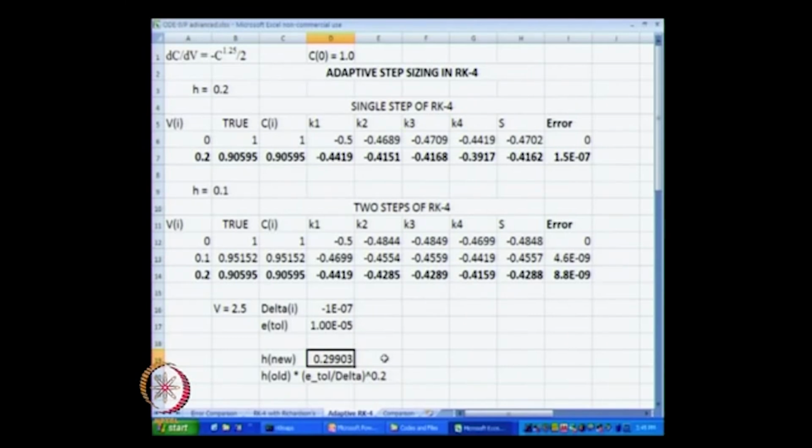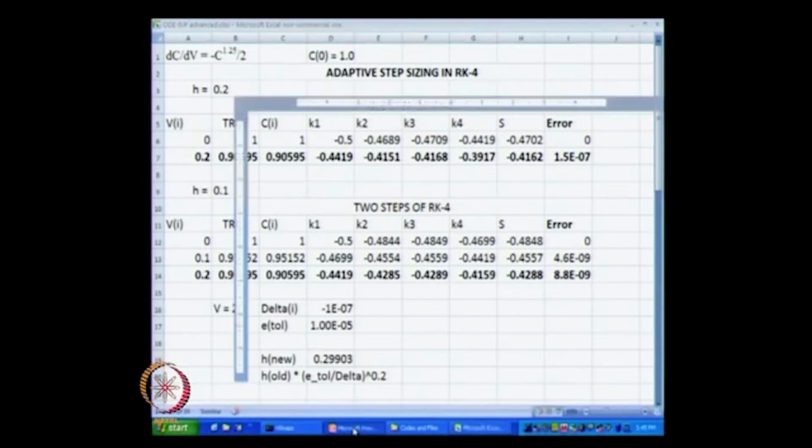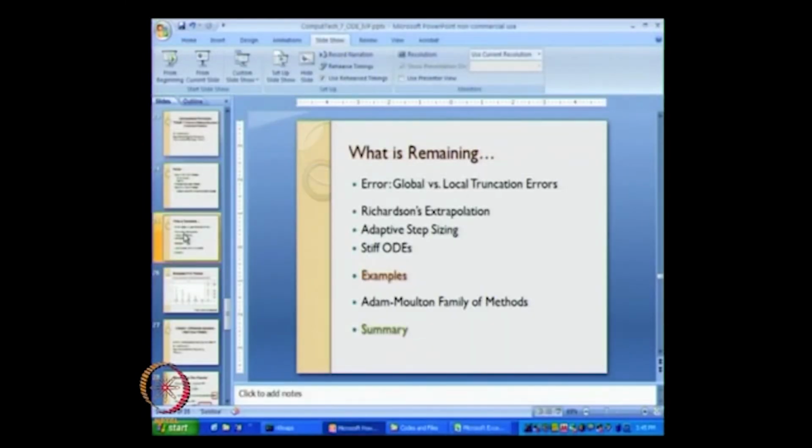Now we will go on to a new set of techniques. Let us recap what we had. What we have covered in the previous lecture are these methods. In today's lecture, we have talked about Richardson's extrapolation, adaptive step sizing, and taken up examples. Okay. Now what is left in this particular module is to talk about the Adams-Moulton family of methods, and that is what I am going to do in the rest of today's lecture and in the next lecture.